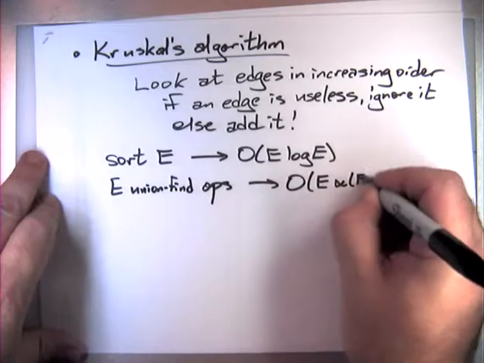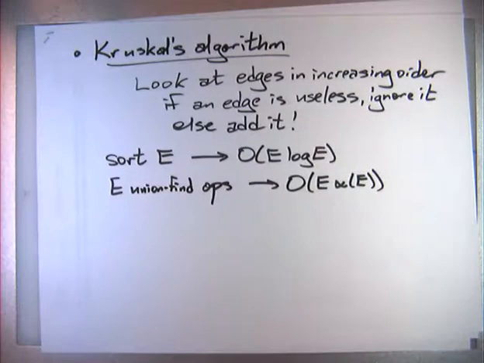what you're going to end up with is this bizarre-looking running time for the second phase of the algorithm. It's the number of edges times the inverse Ackermann function of the number of edges. For all practical purposes, the inverse Ackermann function is 5.